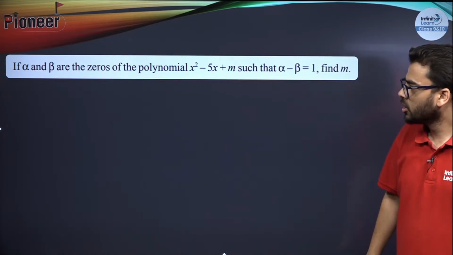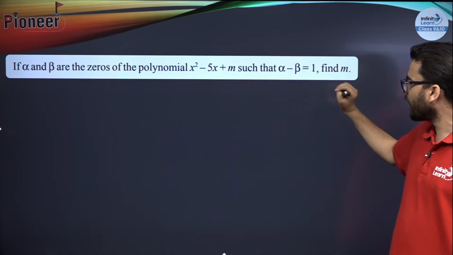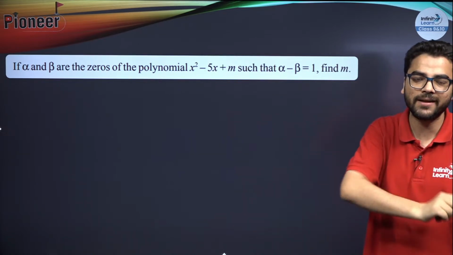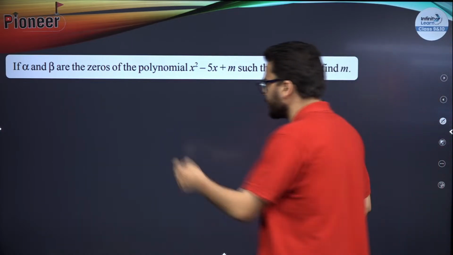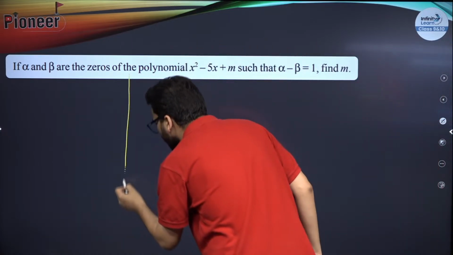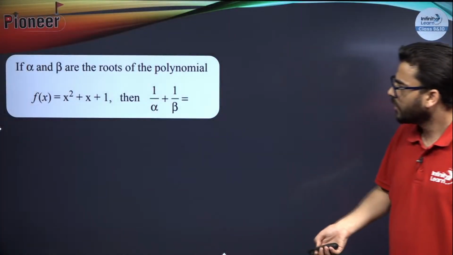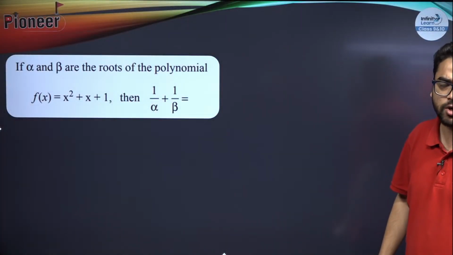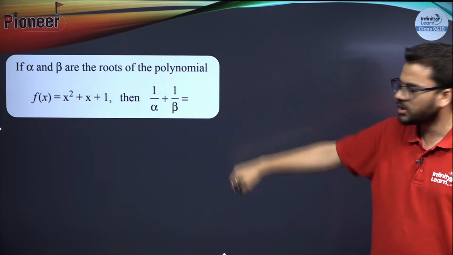Okay. So over here alpha and beta are the zeros of this polynomial such that alpha minus beta is equal to 1. So you have to find the value of m. Before this I am asking a different question, although we'll do questions like that. Give me some seconds. Before that you can solve this one, because it will make it complex. Before that you can find the answer to this question.